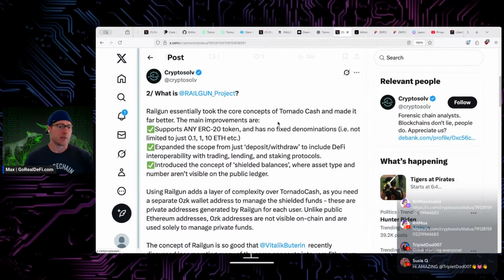What is Railgun? Railgun essentially takes a core concept of Tornado Cash and makes it far better. Main improvements are: it supports any ERC20 token, there are no fixed denominations, and it expands the scope from just deposit and withdrawal to include DeFi interoperability with trading, lending, and staking protocols.